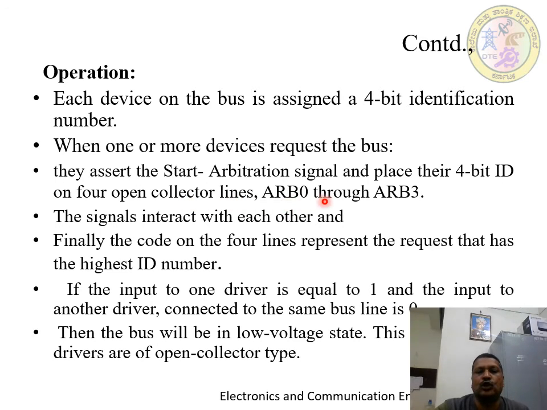So ARB0 to ARB3. The signals interact with each other, and the code on the 4 lines represents the request that has the highest ID number. Here the signal means the identification and the code. They will interact with each other. Now if the input to one driver is equal to 1 and the input to another driver connected to the same bus line is 0, then the bus will be in the low voltage state.